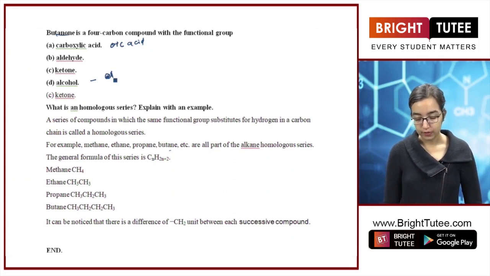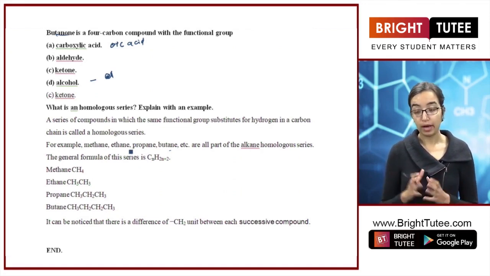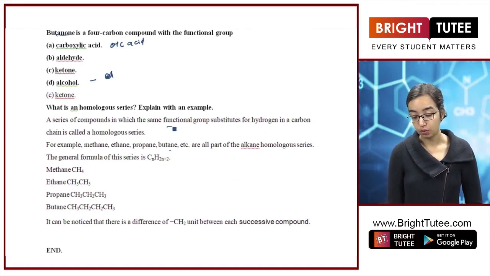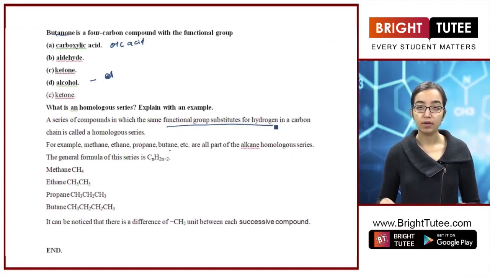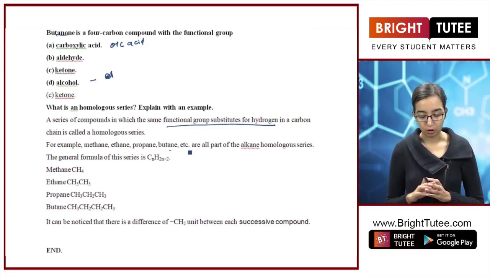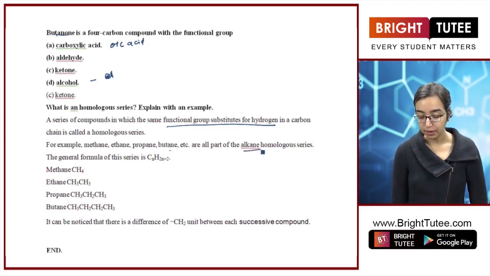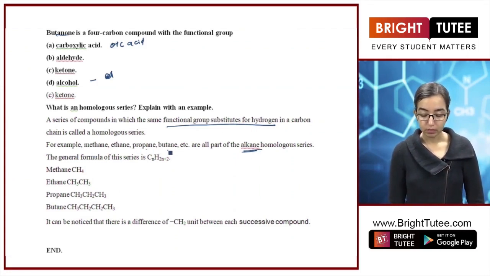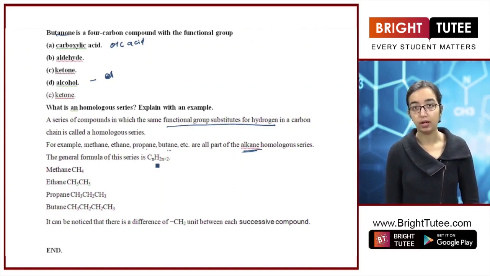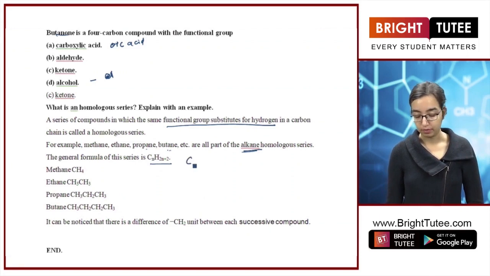What is homologous series? Explain with example. So homologous series, as you've already studied, is a series of compounds which have the same functional group substituting hydrogen. So whenever there's the same functional group and all with a different number of carbon atoms, then it is called a homologous series. The example can be alkane. So alkane is a homologous series with members like methane, ethane, propane, butane. There's always a general formula for a homologous series. The general formula for alkane is CnH2n+2.